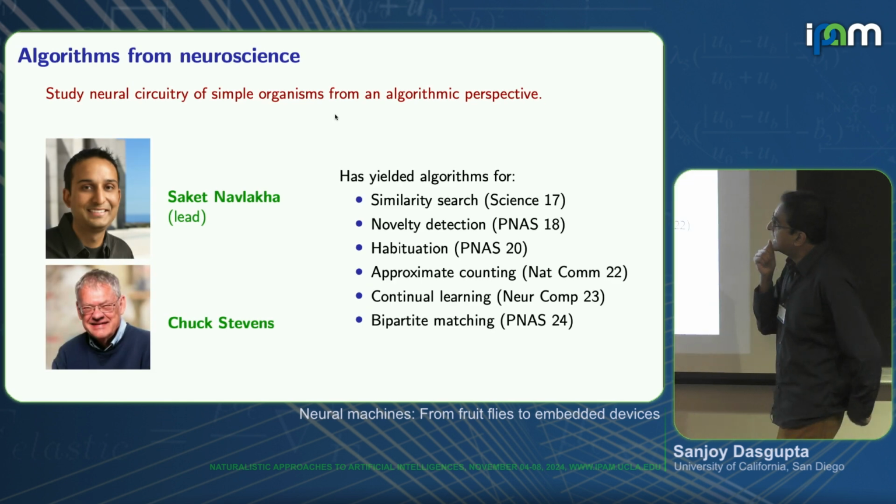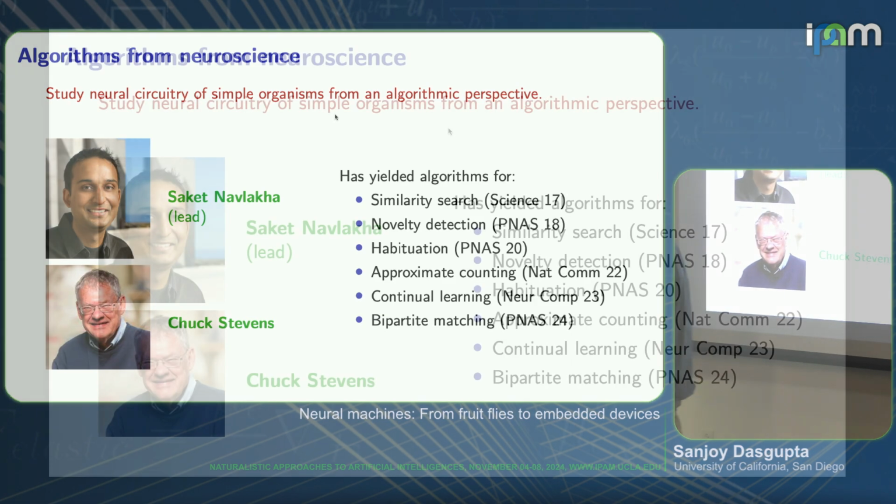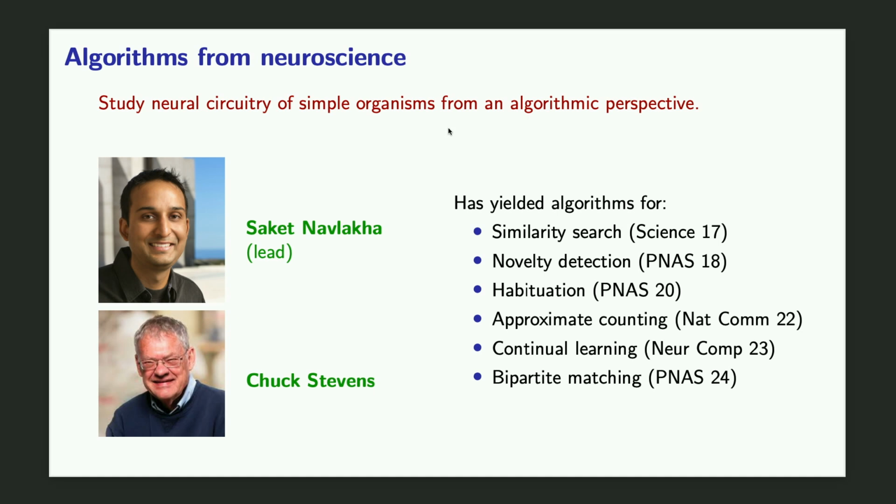So the idea here is to study neural circuitry of the fruit fly from an algorithmic viewpoint. So what exactly are these circuits doing? What algorithms are they performing? What tasks are these for? Are these tasks that we are interested in doing in computer science as well? And if so, can these algorithms be brought in to the computer context?